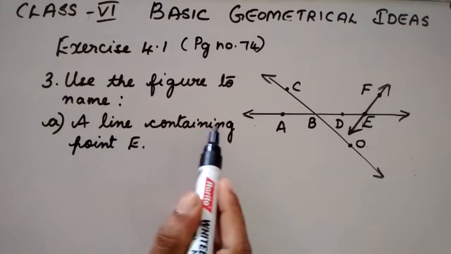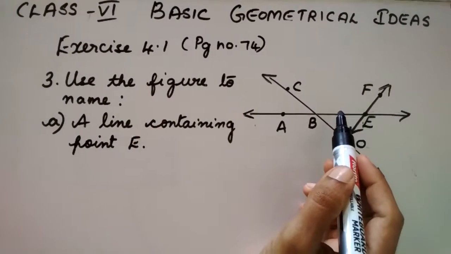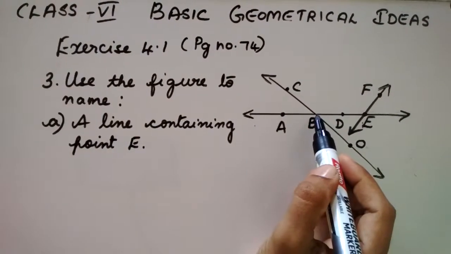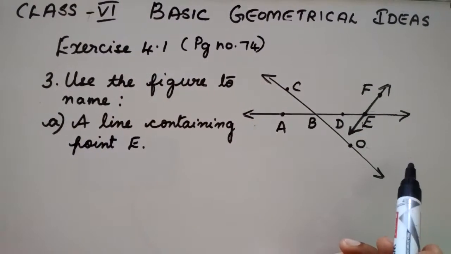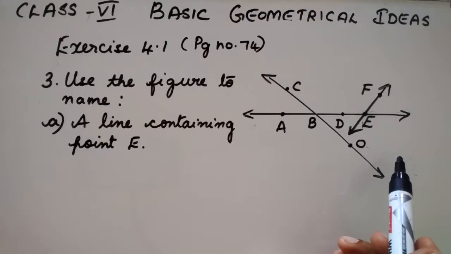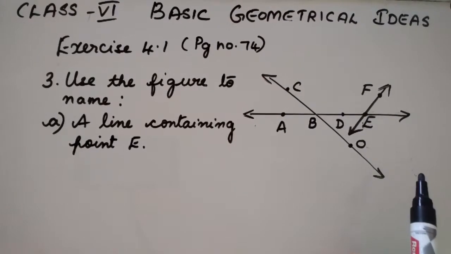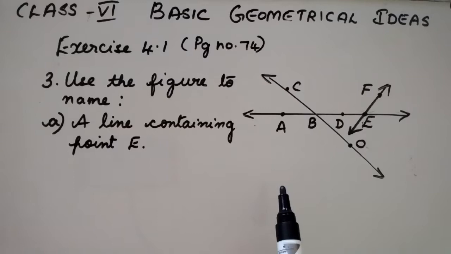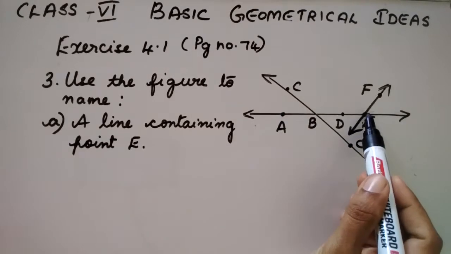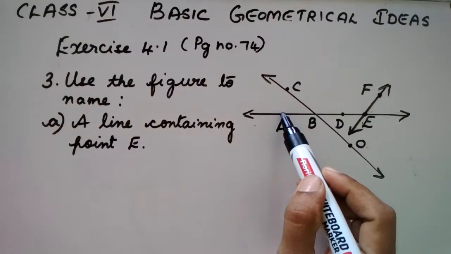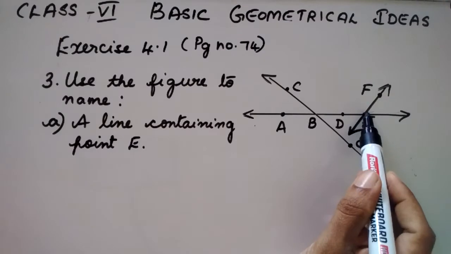So we need to find the line which contains the point E in this figure. So which is that line? Which is that line we need to name in which the point E lies? That is the line AE. In this line AE, point E lies.